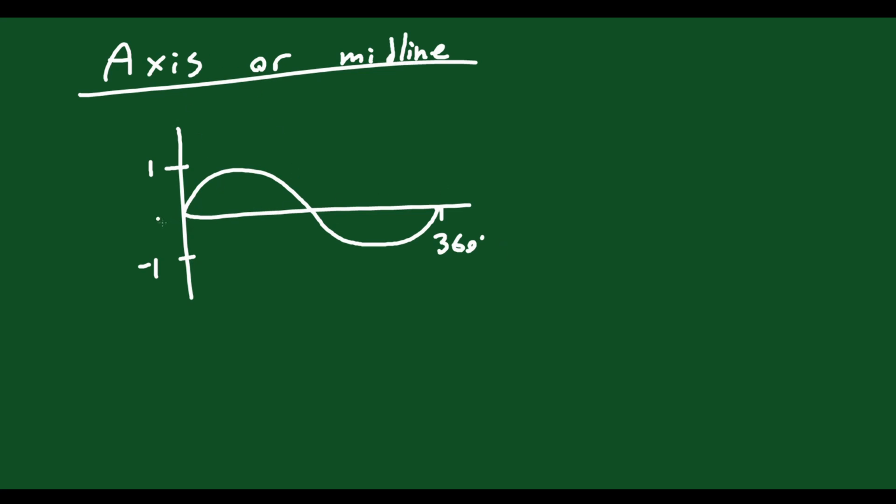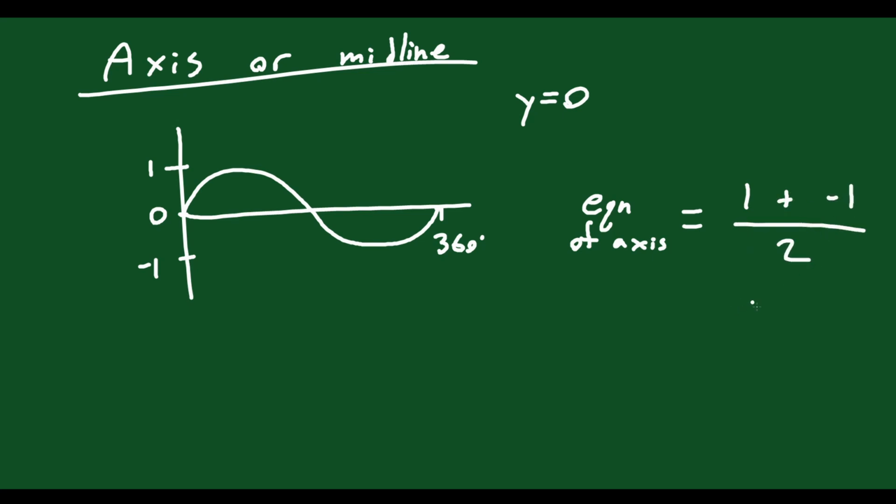What's the axis? Well, the middle is at 0. So the equation of the axis would be y equals 0. That is the equation of the axis, because that's the equation of the line going through the middle of your graph. One way that you can find this is by saying, it's the average of the maximum and minimum values. So the equation of the axis is equal to 1 plus -1 divided by 2.